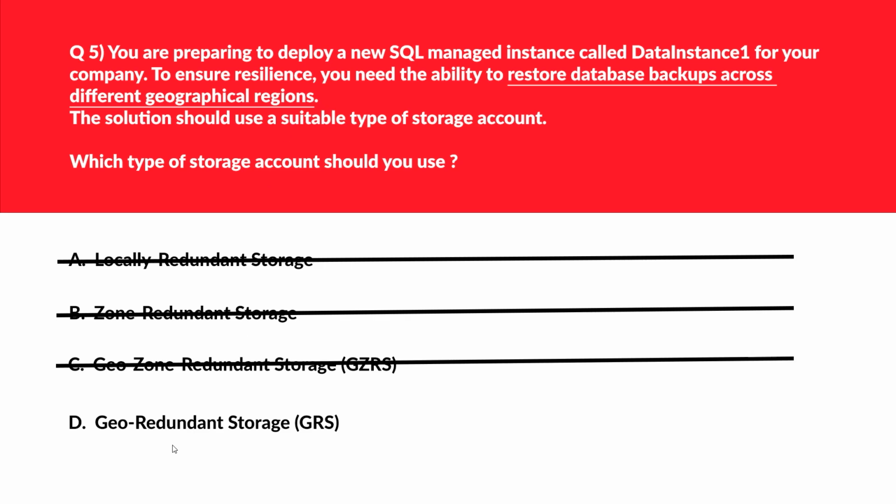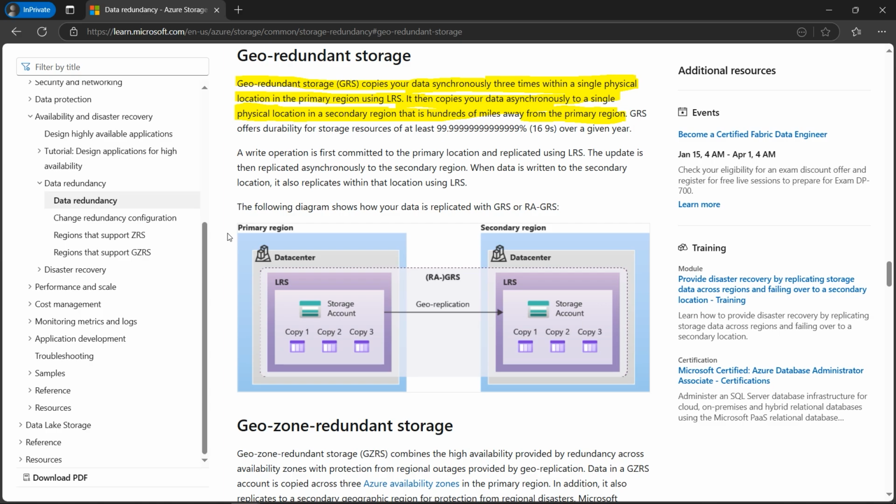D says geo redundant storage, GRS. Geo redundant storage replicates, as the name says, geo means entire geography, right? So geo redundant storage replicates data to a paired region, ensuring data is available in another region in case of a regional outage, making it ideal for cross region backup restoration. That being said, option D is the right answer.